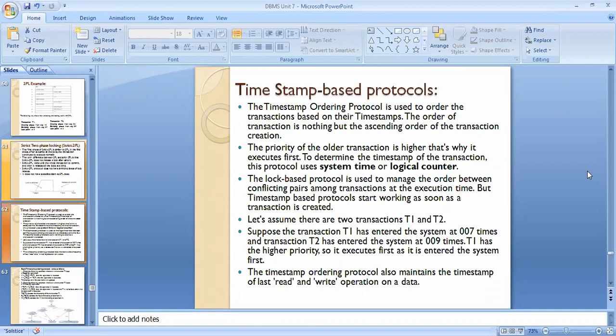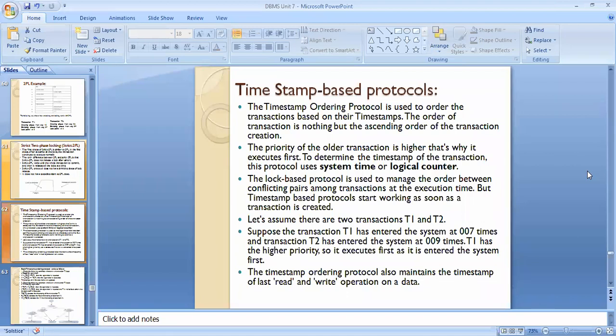The actual time in the system is used, or we are applying the logical counter 1, 2, 3, like that. Okay, then a log based protocol is used to manage the order between the conflicting pair among the transactions at the execution time. But the timestamp based protocol starts working as soon as the transaction is created. Okay, see, it starts executing as soon as it's created.